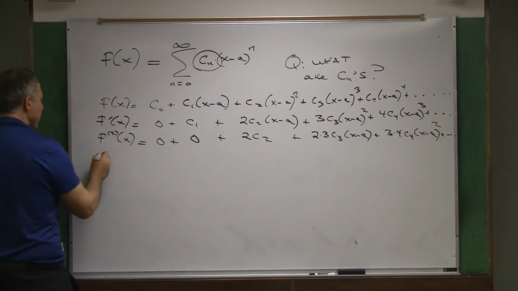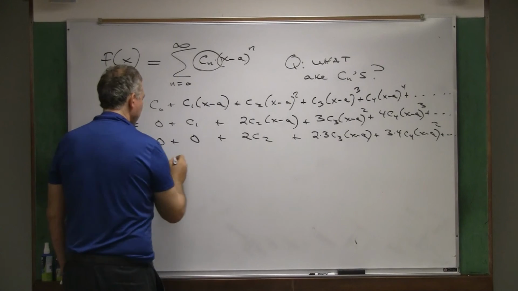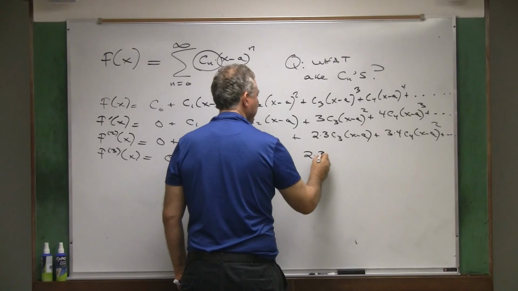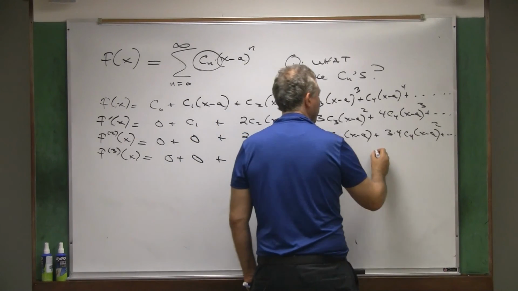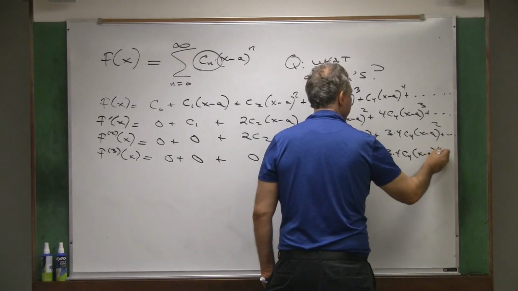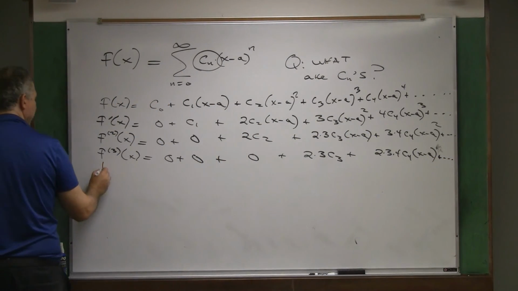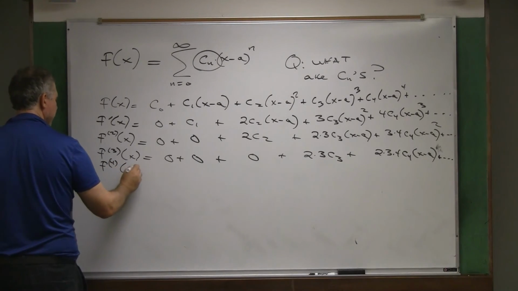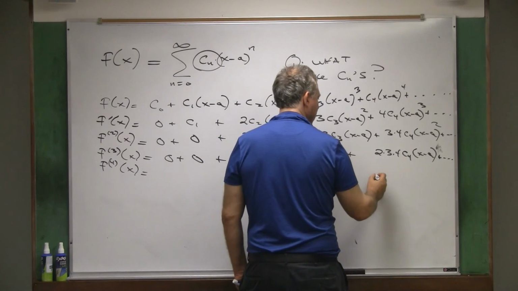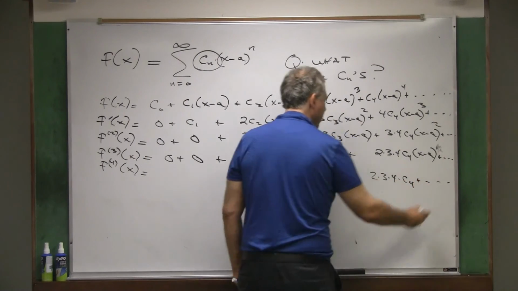Okay, let's take the third derivative. What's the third derivative? 2 times 3C3 plus 2 times 3 times 4C4 x minus a plus dot dot dot. Let's do it one more time. What's the fourth derivative? It's just going to be 0 plus 2 times 3 times 4 times C4, right? Plus dot dot dot.